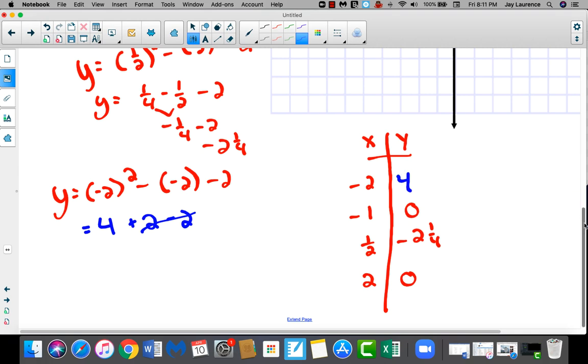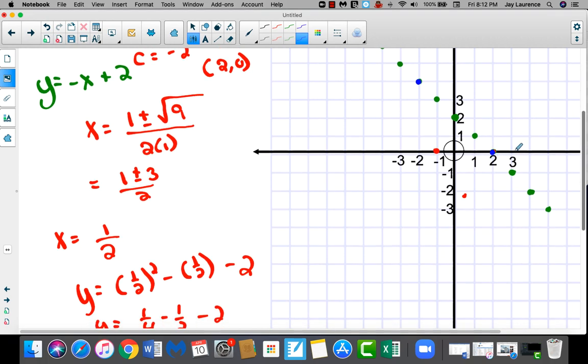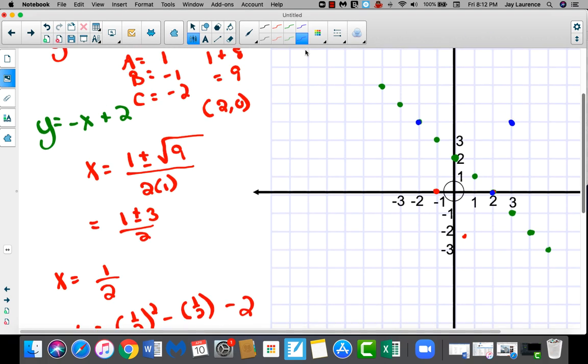And look at this. If I plot the point -2, 4, look at that. I'm hitting the graph. So I'm hitting the graph there, and I'm also hitting it here. Now, by the way, just for the sake of symmetry, I could go to 3, and it's also going to be at 4. Okay, so now I better draw my graph here.